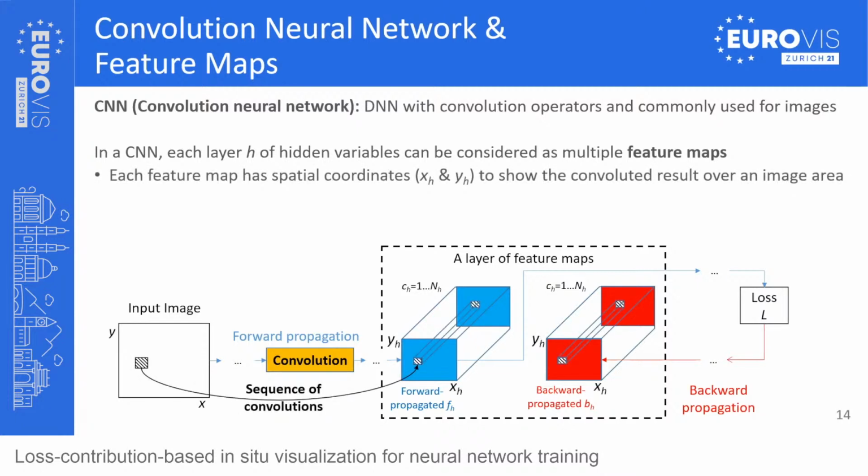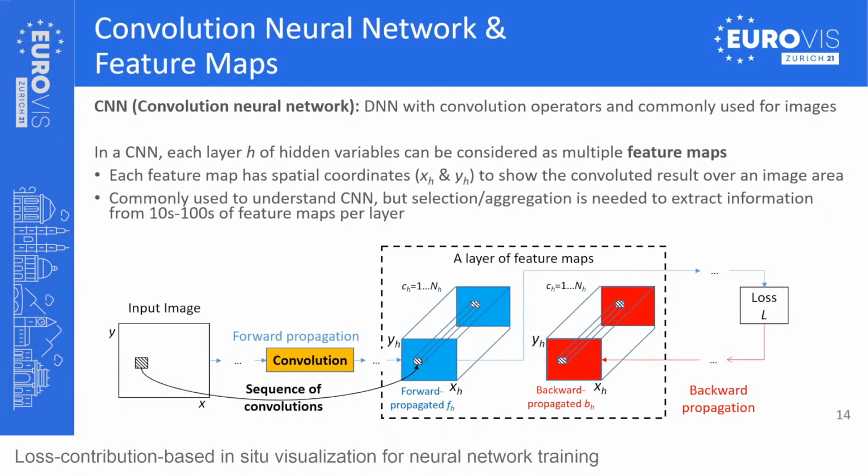Each feature map has spatial coordinates, and each cell in the feature map shows the convolution result over an area in the input images. Because of this property, the feature maps provide lots of visual cues to understand how the image is processed. On the other hand, because each layer can have tens, hundreds, or even thousands of feature maps, it is impossible to examine all, and so selection or aggregation is needed.